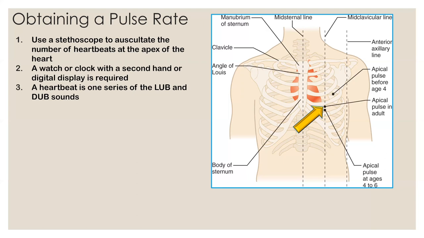Okay. So when you're doing that, you're going to need a watch or a clock with a second hand or a digital display so that you can count for at least 60 seconds. One heartbeat is one series of the lub-dub. So you'll hear lub-dub, and that's one, lub-dub, and that's one, lub-dub, and that's one. Okay. You can see procedures 19.2 and 19.3 in your book for how to do these skills, starting on page 462 and ending on page 467.